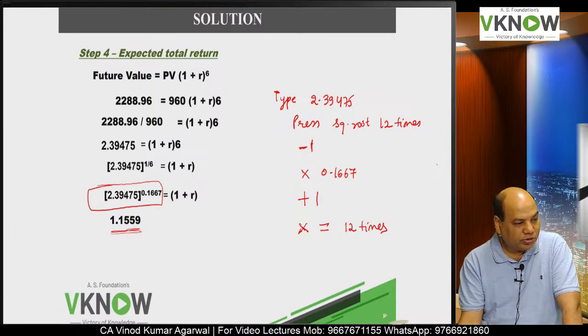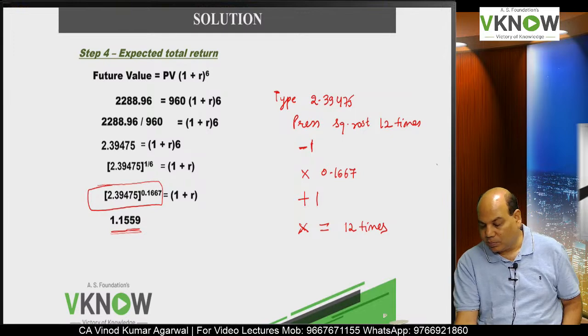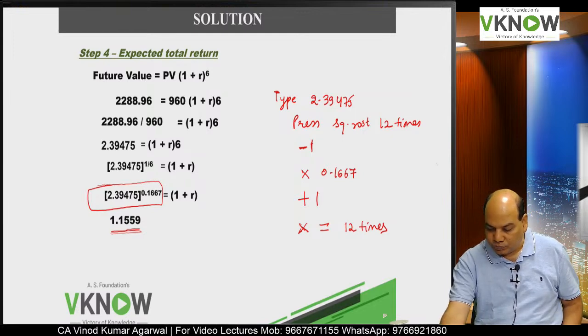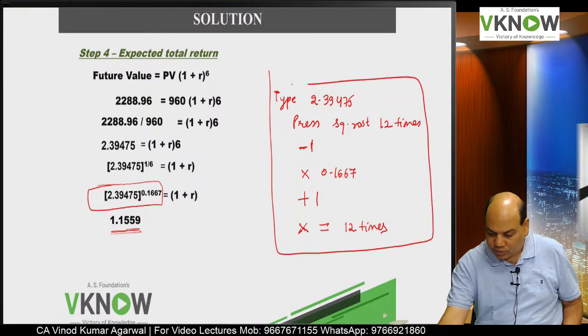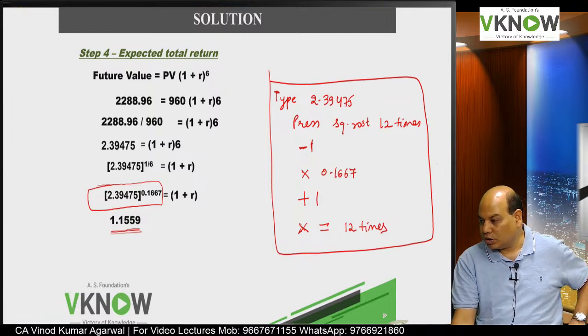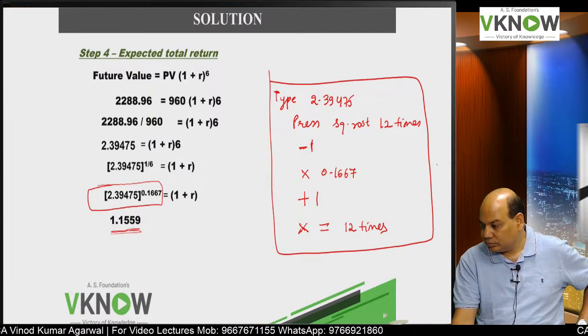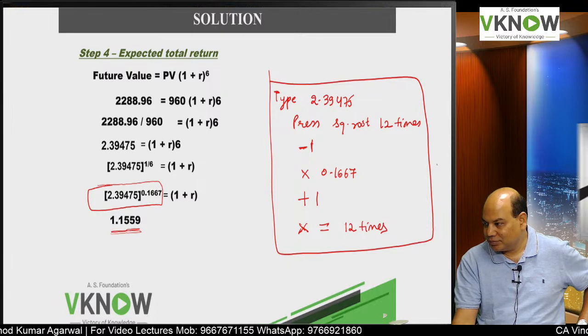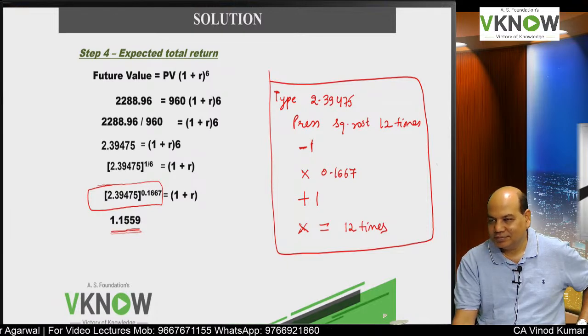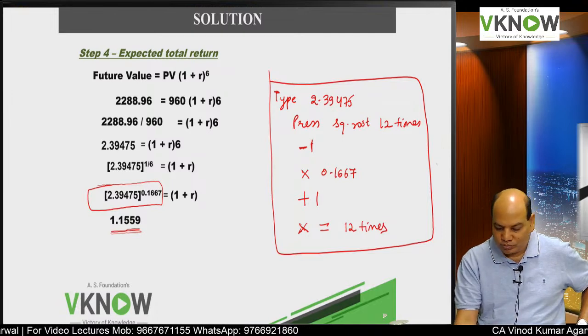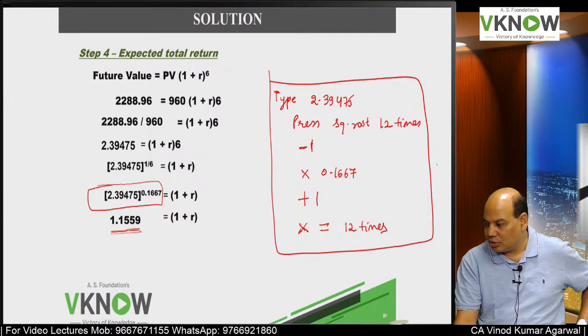Approximately. Just please check, are you getting 1.1559 by following this procedure? This is a shortcut technique on calculator. Is it right? Yes. So it is equal to 1 plus r. So Devika has confirmed, Roshni has confirmed.